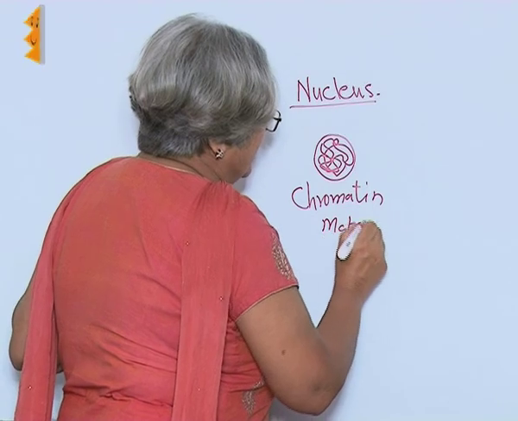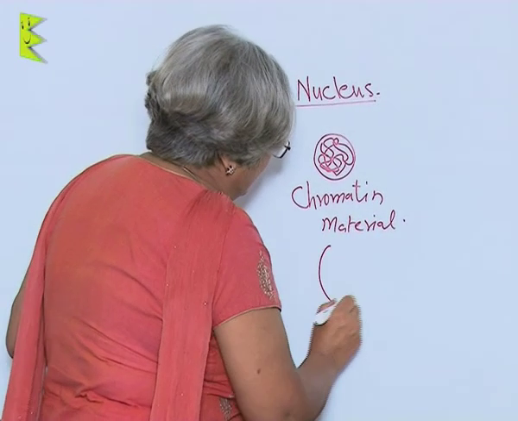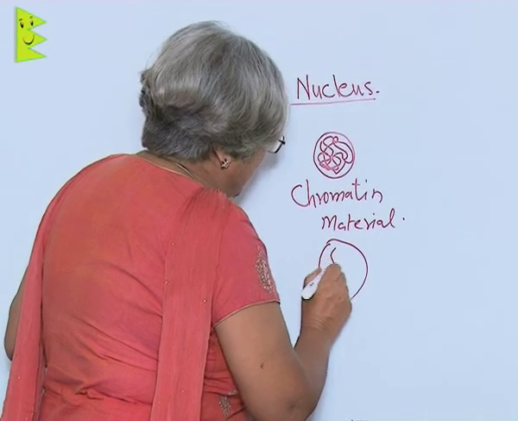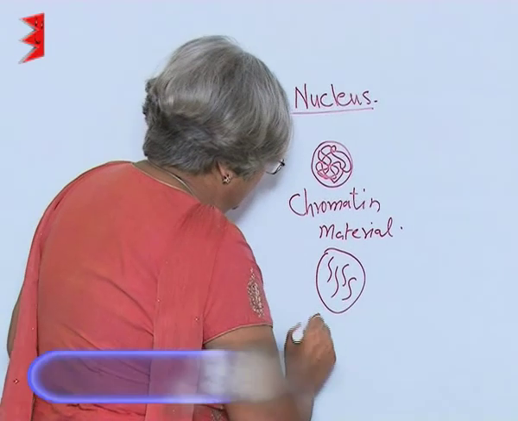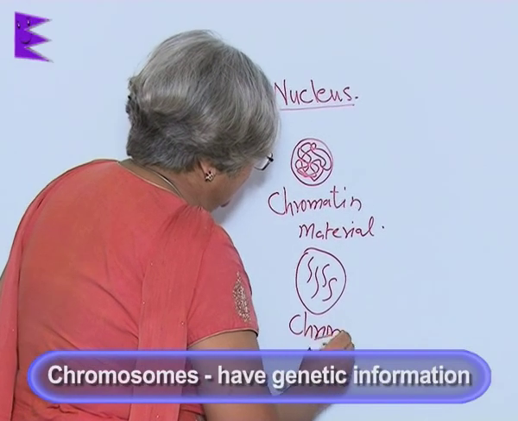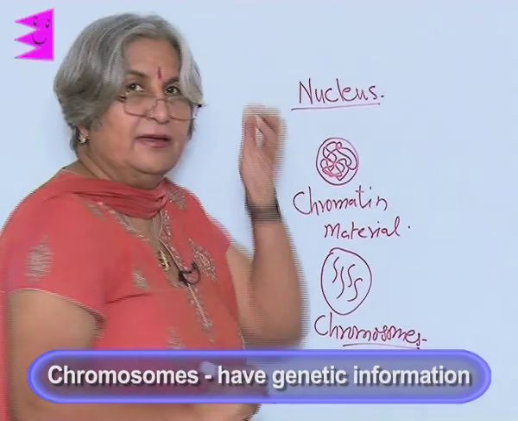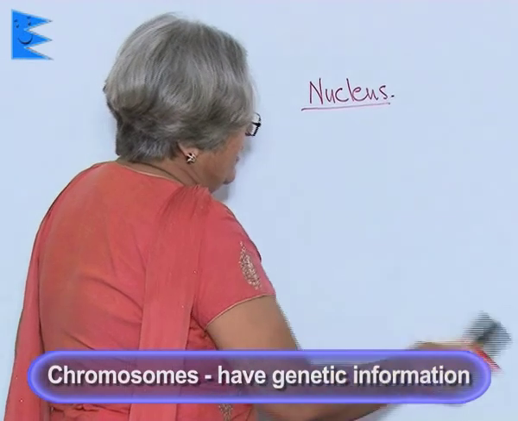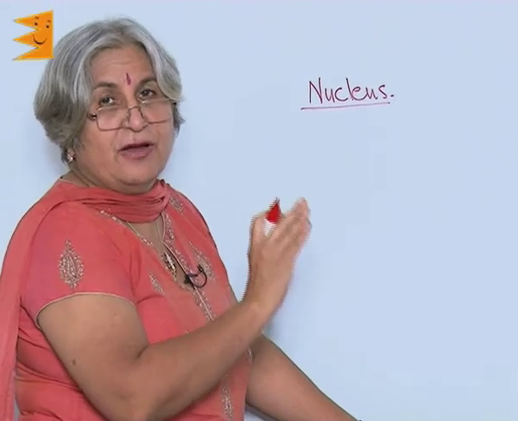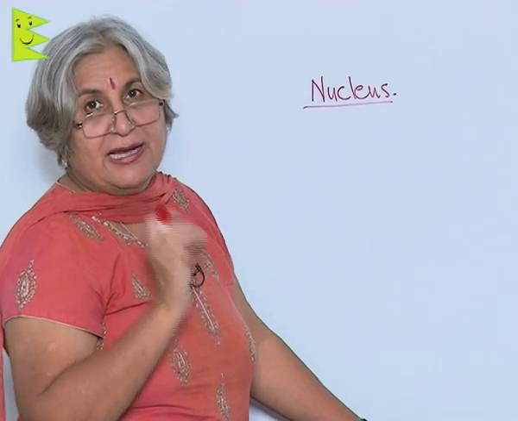When a cell is dividing, then it loses water, and this chromatin material can be then seen as individual threads, which are called chromosomes. The chromosomes have genetic information. What is that? Information which is passed on from one generation to the other, which is called inheritance.